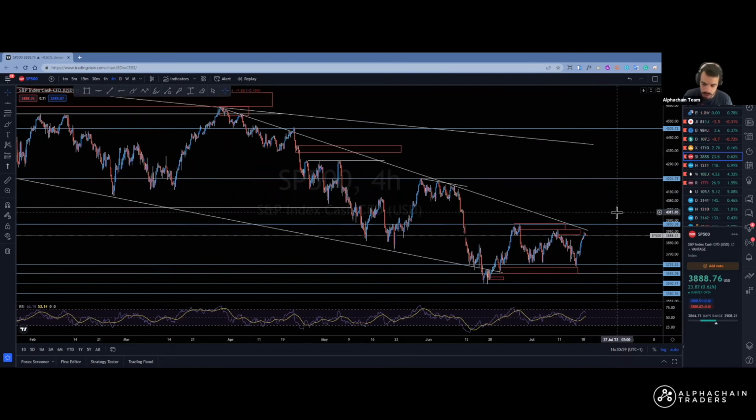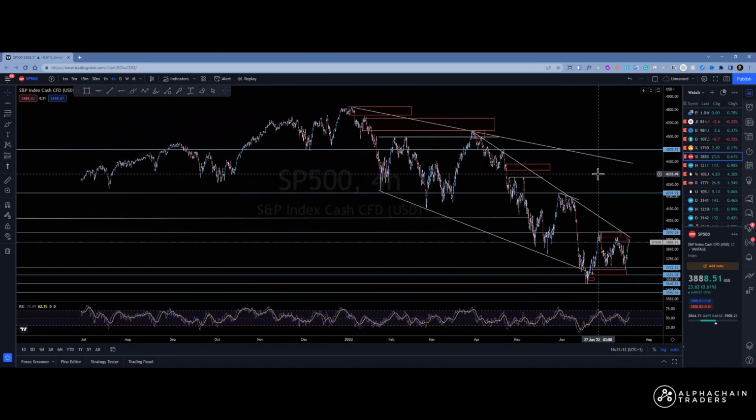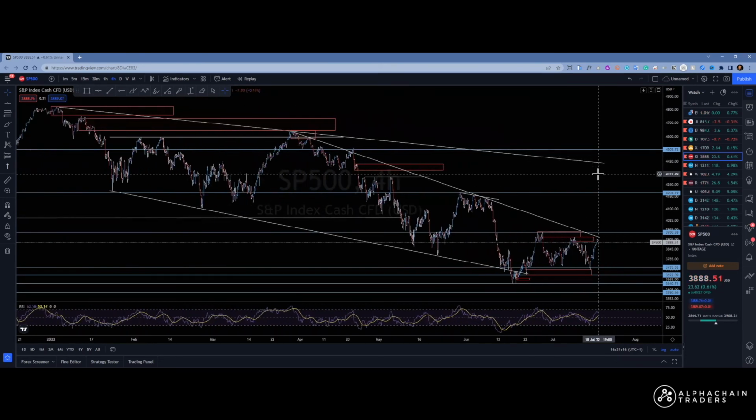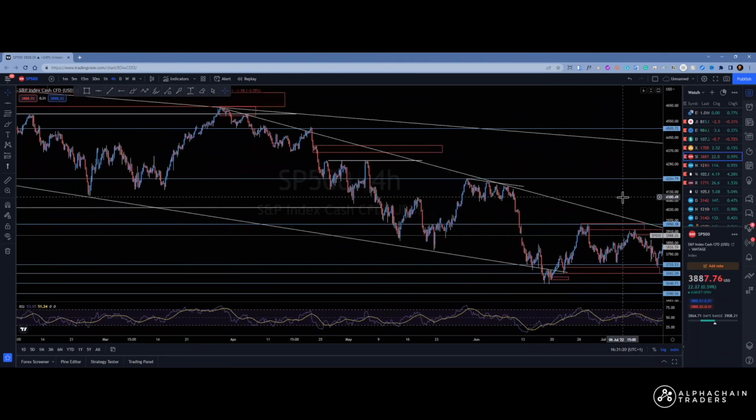Anything else, guys? Was it useful? Just a few points to consider when you are looking for reversals. Yeah, for me it's really useful because I don't really look for reversals because I never see the reversals.